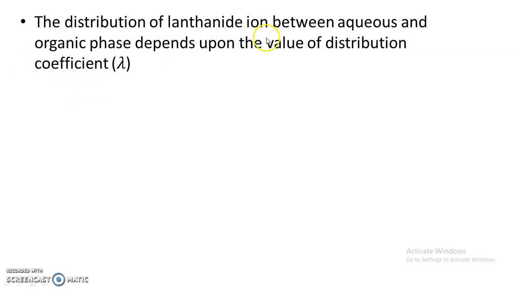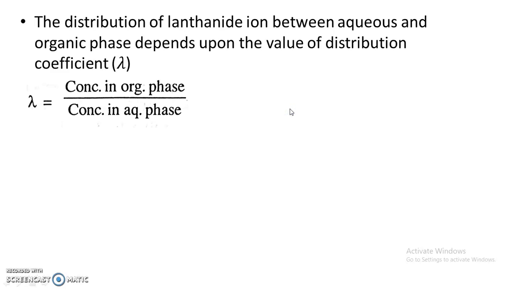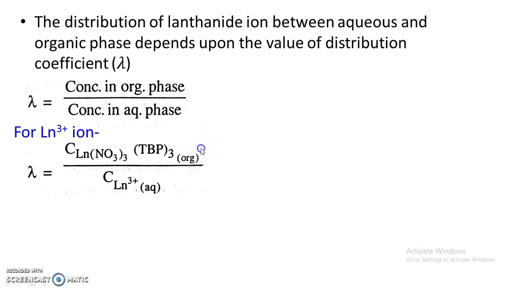Now the distribution of a lanthanide ion between the aqueous and organic phase depends upon the value of the distribution coefficient, that is lambda. The distribution coefficient lambda is equal to the concentration of the lanthanide ion in the organic phase upon the concentration of the lanthanide ion in the aqueous phase. So for one lanthanide ion Ln3+, the distribution coefficient is equal to the concentration of lanthanum salt in the form of complex with tributyl phosphate, that is the concentration of the lanthanide ion in the organic phase, upon the concentration of the lanthanide ion in the aqueous phase.